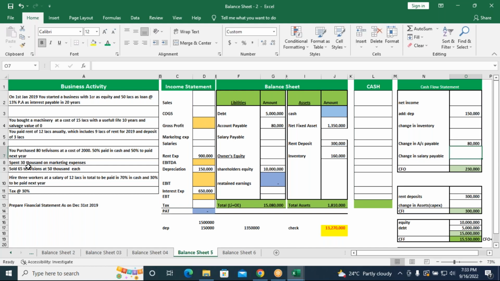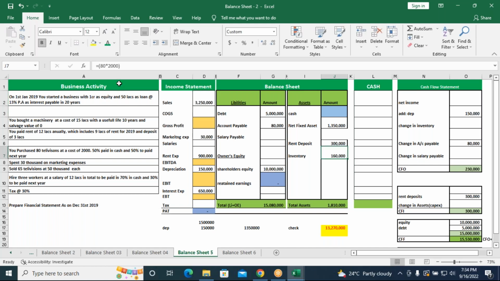So next, spent 30,000 on marketing expenses, so that is equal to 30,000. Sold 65 televisions at 50,000 each, so the sales happening is equal to 65 into 50,000. I bought the television at 2,000 rupees per TV, and here I am selling it at 50,000 rupees each. I have sold 65 televisions like that.